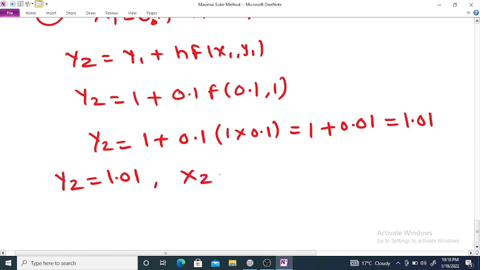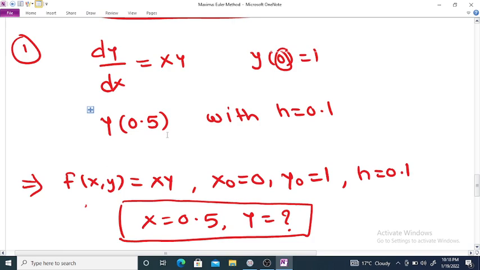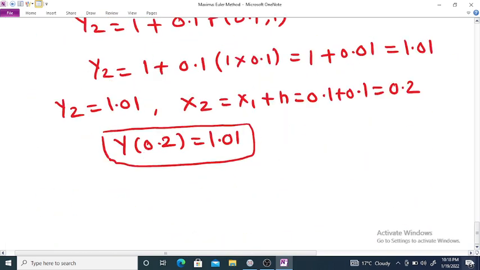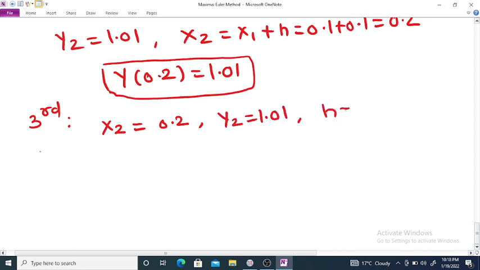This gives the value at x2, which is equal to x1 plus h, that is 0.1 plus 0.1 is equal to 0.2, and therefore y of 0.2 is equal to 1.01. So this is the value of y at x is equal to 0.2. We want to obtain the value of y of 0.5, and here we have calculated y of 0.2. So again for the third iteration, here x2 is equal to 0.2, y2 is equal to 1.01 and h is equal to 0.1.